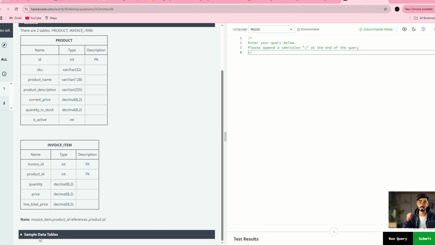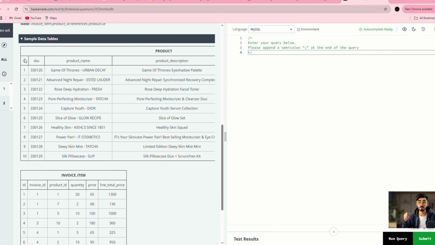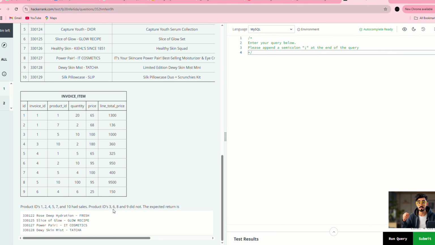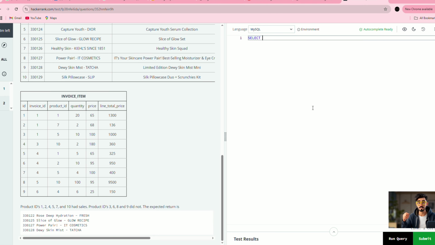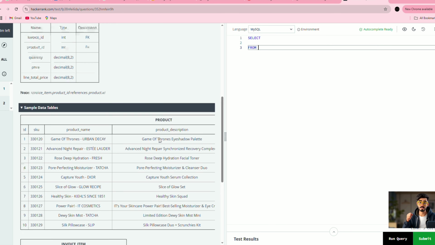So this is the first problem that I'll be solving. In this, I need to find the product or invoice product ID which did not have any sale.